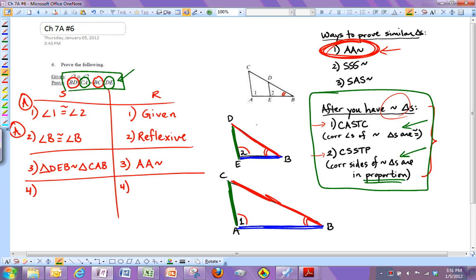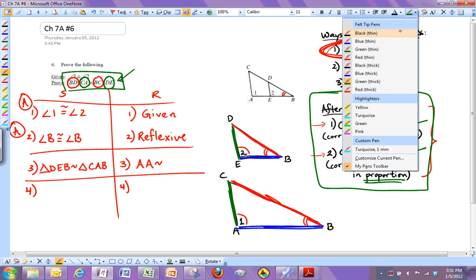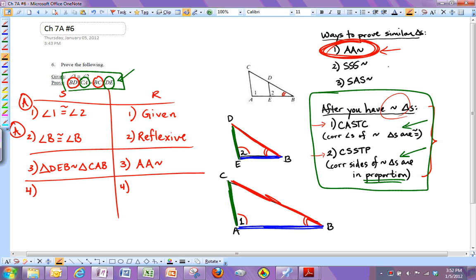So one of the proportions I could set up would be the little green over the big green equals the little red over the big red. So if I set that up, that's DE over CA equals DB over CB. Okay? And so that's because I've set up corresponding sides of similar triangles in a proportion.